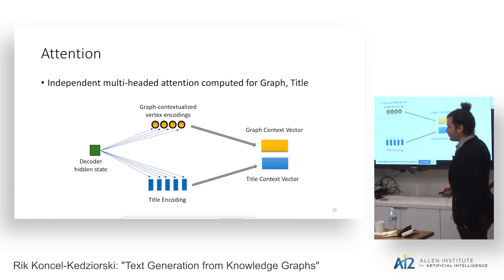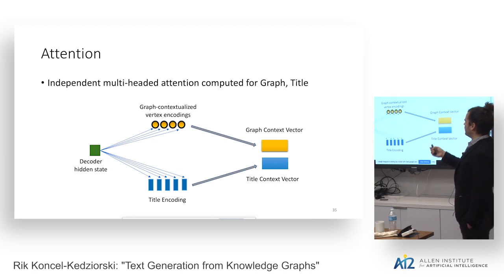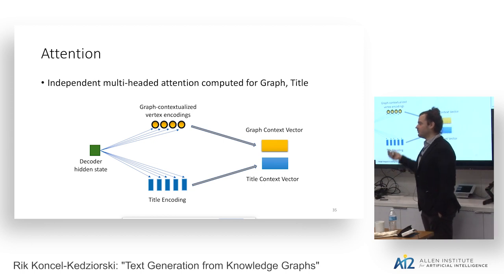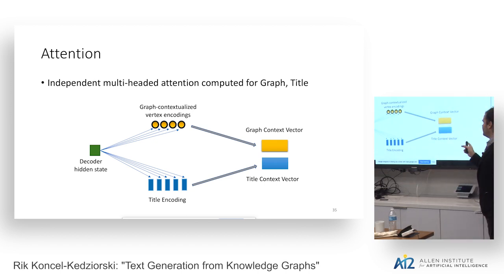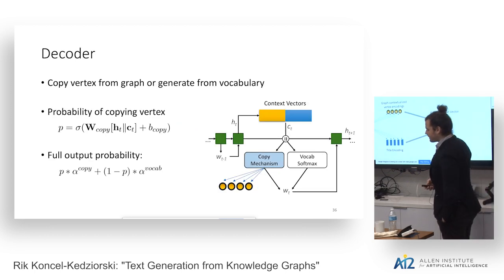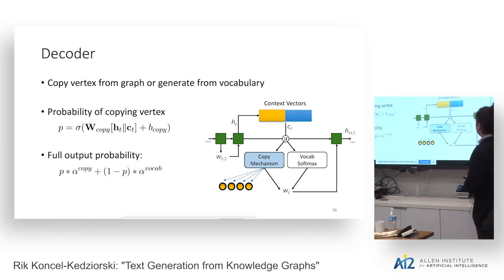And then the next step is we want to attend over this. So in our decoder, at each time step, before we make a decision about what word to output, we're going to compute a multi-headed attention independently over the graph-contextualized vertex encoding. So these are the result of running our graph through the graph transformer, as well as the title encodings, to get independent context vectors for each, which we then combine like so, in order to create a context vector T.